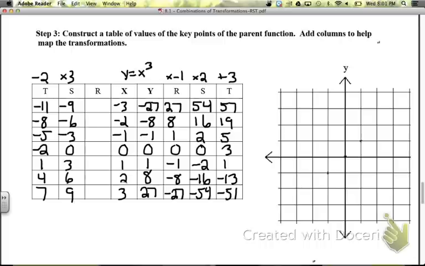Now we all know that when we're graphing a cubic, what happens is it creates an S pattern. So this is our y equals x cubed. Now we're going to go ahead and graph our transform function.